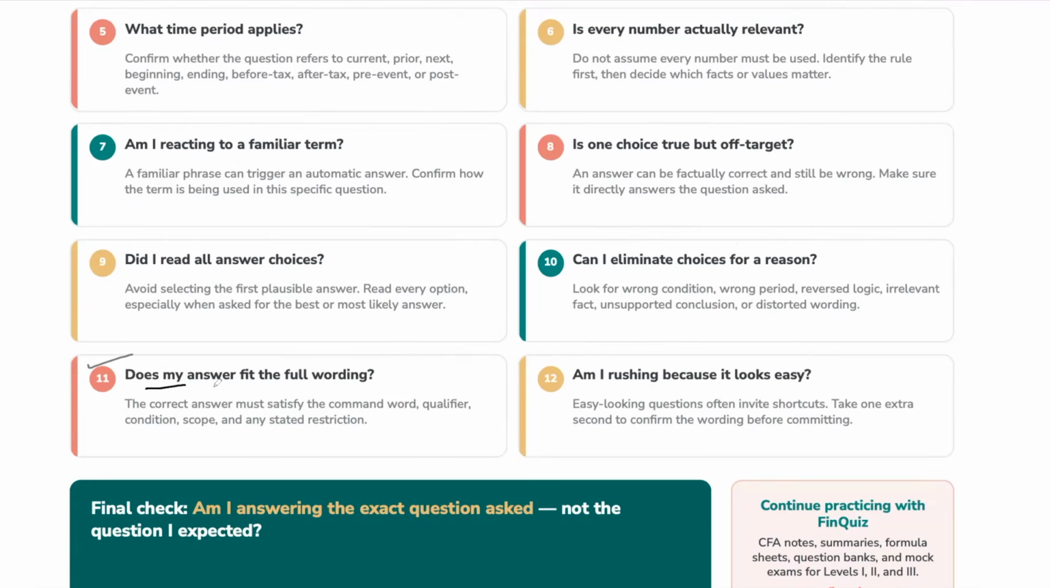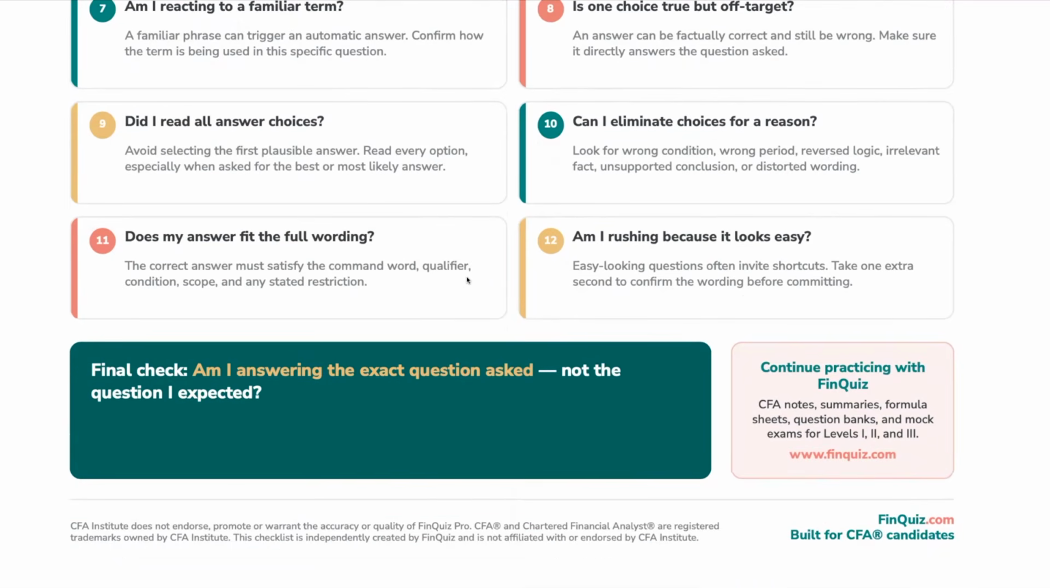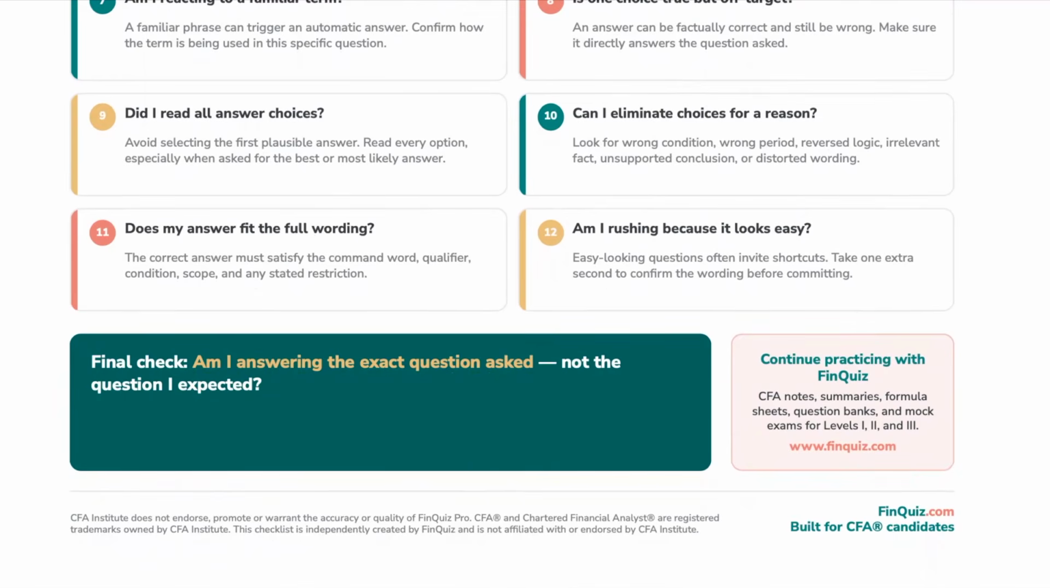Now, point 11 says, does my answer fit the full wording? That means the correct answer must fit the command word, the qualifier, the condition, the scope, and any restriction in the question.